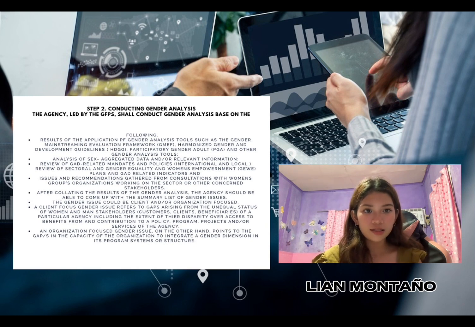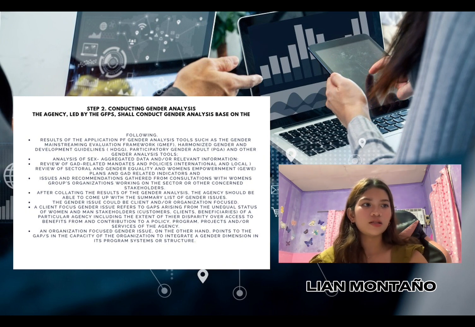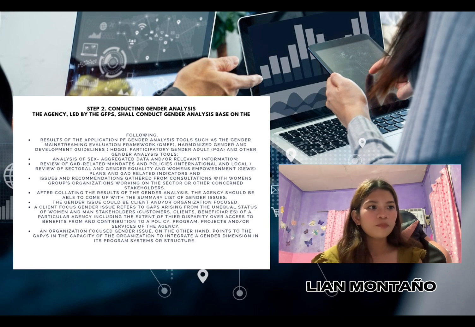to see differences. Reviewing policies, they'll review existing policies related to gender equality at both the local and international levels. They'll talk to women's groups and other relevant people to get their input. And after gathering all this information, the agency will create a list of gender-related problems. These problems can be focused on either clients or beneficiaries. This looks at inequalities between men and women who use the agency's services.